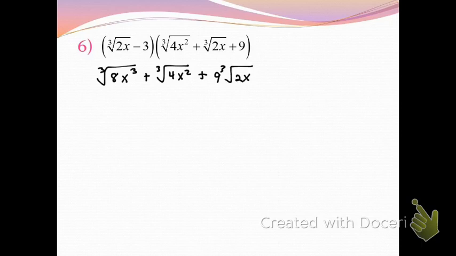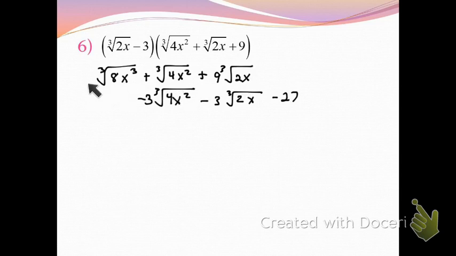Everybody comfortable with that? And then we're going to distribute the negative 3 through. So that would be negative 3 cube root of 4x squared. I'm going to write it right below like terms. It makes it easier to combine them. And then negative 3 times the cube root of 2x squared would be negative 3 cube root of 2x. And then minus 27. Did I do that right? And see how we lined up like terms?